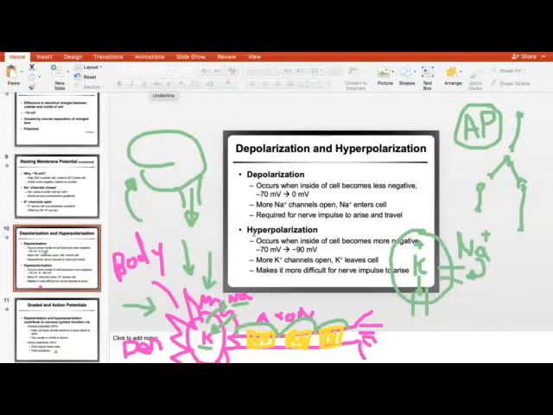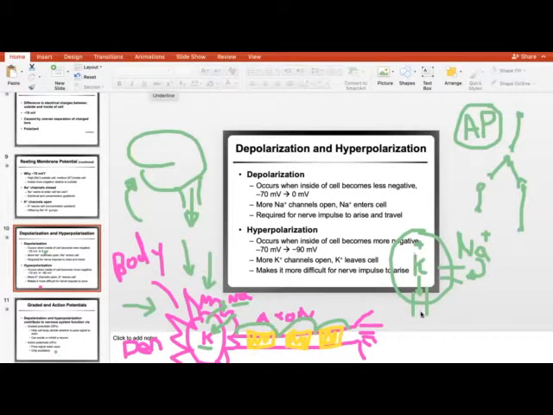Hyper is a lot of polarization. A lot of polarization means it's going to go from negative 70 to even more negative, even more polarized. That means either sodium is going to leave the cell, but remember, at rest there's not a lot of sodium in the cell anyway. So it's going to become more negative when positive ions leave the inside, and that's mostly because potassium ion channels open and potassium leaves the cell.